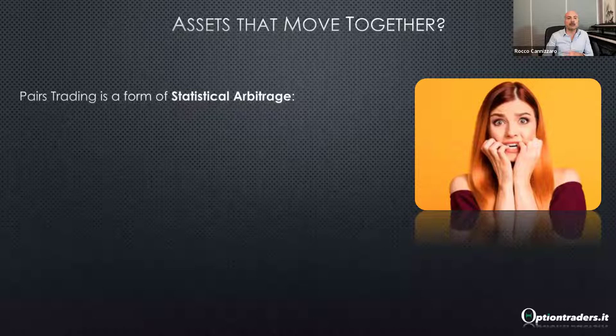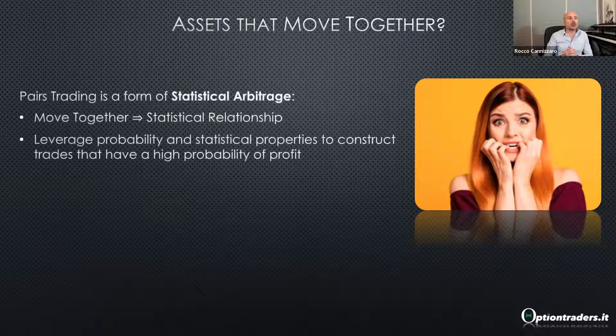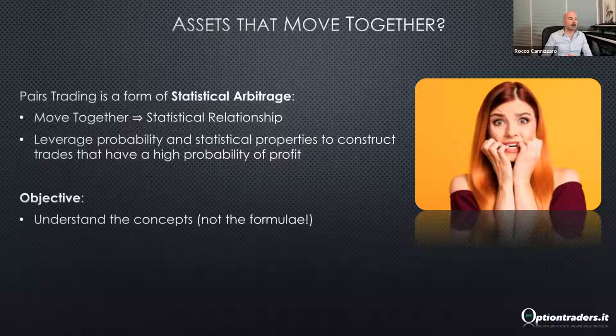In terms of higher probability. And so what do I mean when I was talking about moving together is that for a pair to move together, it basically means that there has to be some kind of statistical relationship between the two assets that we're trying to trade. And what we want to do is leverage this concept of probability and statistics to construct a trade that has a higher probability of profit, right? So that's the overall idea.